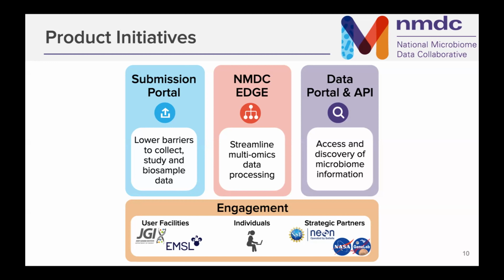So the data portal and API gives you access and discovery of microbiome data information. As I said before, with NMDC you can have access to a lot of data sets in a standardized format, and when you have those data sets, you can get a lot of information from them. You don't have to go to one place to get one data set and another place to get another data set. From this information, you can see what data sets are involved, and you can have access to them as well.